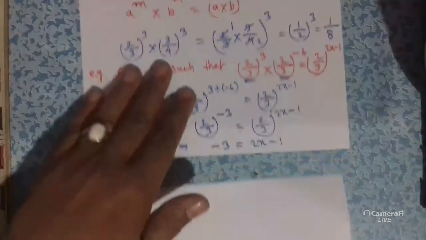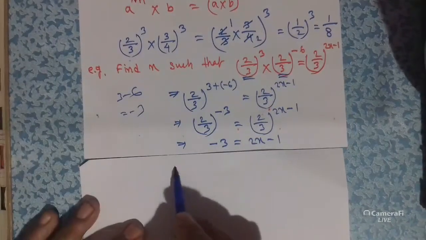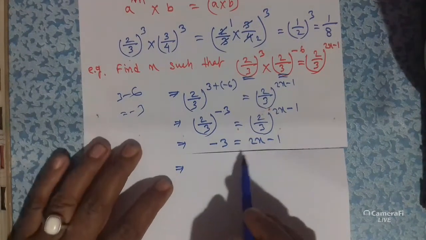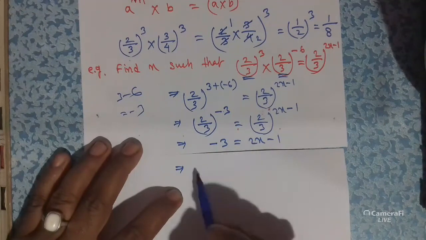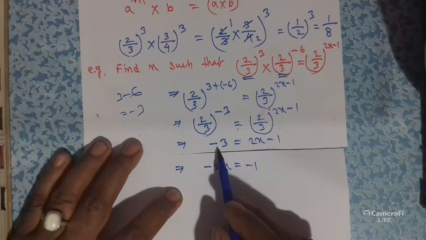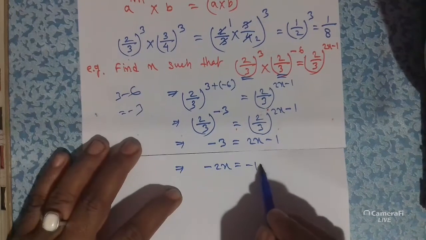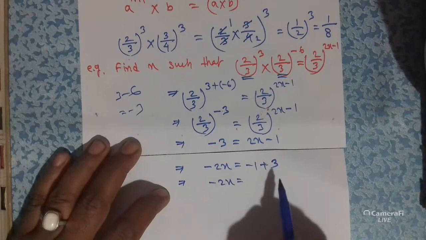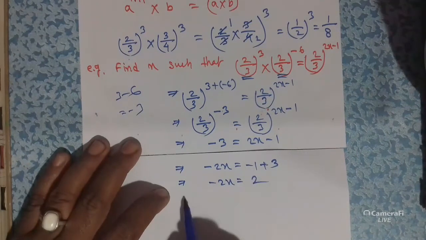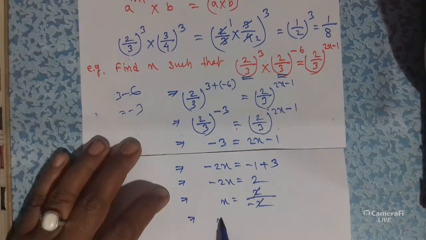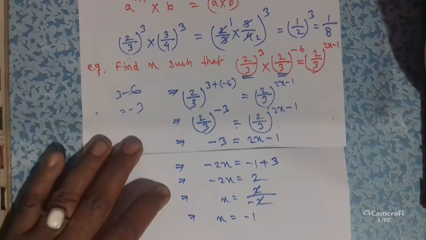Now this implies, so it can be written as, if we transfer 2x to the left hand side, it will be minus 2x, and if we transfer minus 3 to the right hand side, it will be plus 3. So minus 2x is equals to plus 3 and minus 1 is 2. So x is equals to 2 by minus 2. So x is equals to minus 1 is the correct answer.